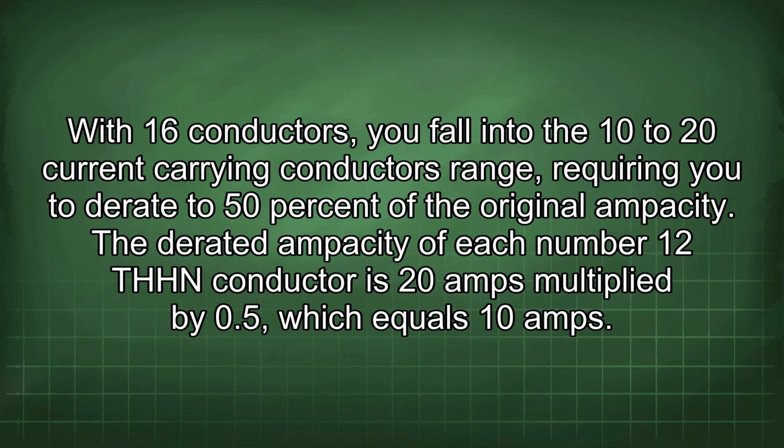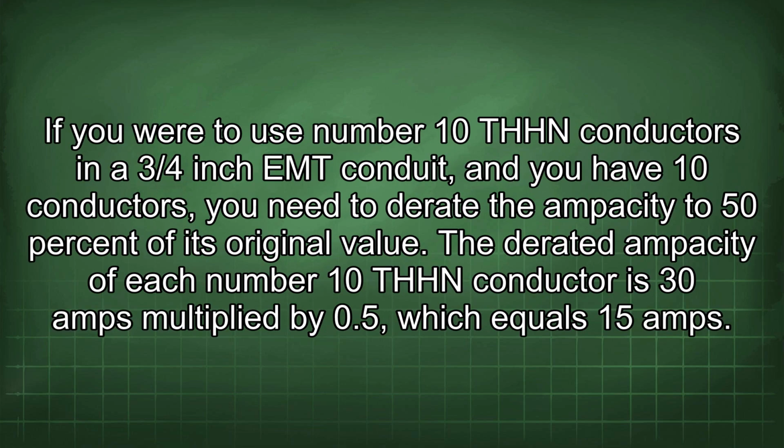With 16 conductors, you fall into the 10 to 20 current carrying conductors range, requiring you to derate to 50% of the original ampacity. The derated ampacity of each number 12 THHN conductor is 20 amps multiplied by 0.5, which equals 10 amps. If you were to use number 10 THHN conductors in a 3/4-inch EMT conduit, and you have 10 conductors, you need to derate the ampacity to 50% of its original value. The derated ampacity of each number 10 THHN conductor is 30 amps multiplied by 0.5, which equals 15 amps.